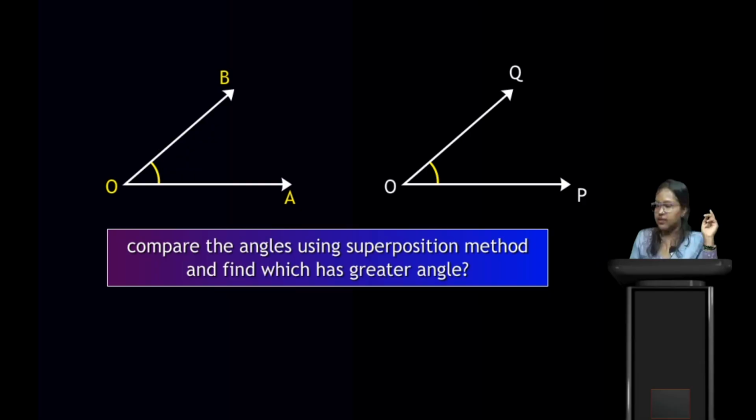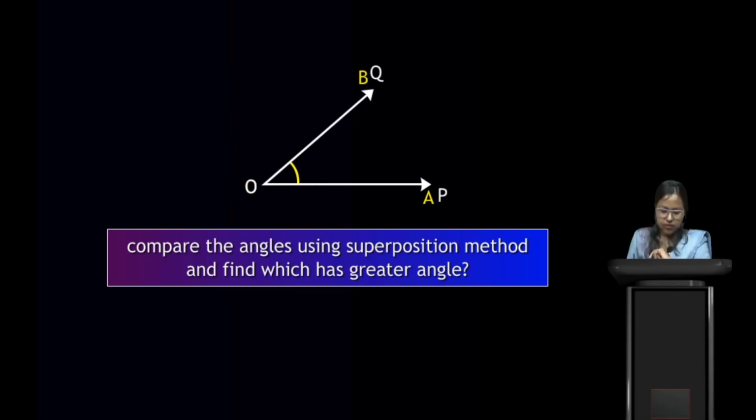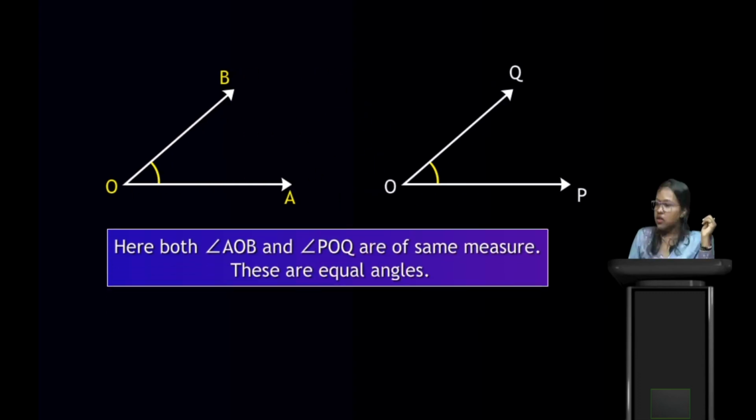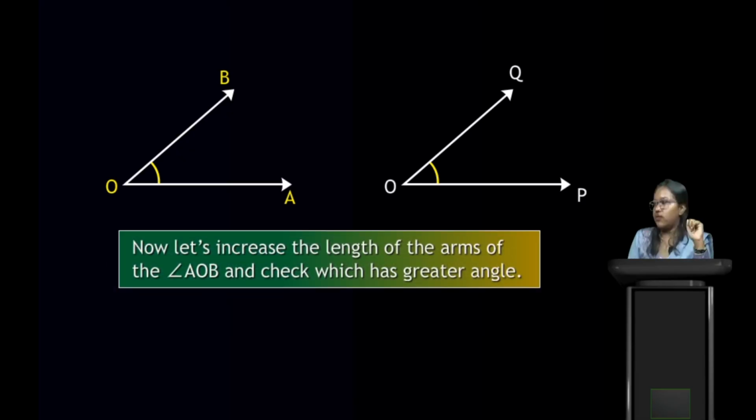Compare the angles using the superposition method and find which has the greater angle. So, can you tell the answer? Here you see, when you compare, you can see both of them coincide, right? So, when both of them coincide, that means what? Both are equal, right? Hence, both AOB and POQ are the same in measure because both of them coincide. Okay. So, AOB and POQ are of the same measure. These are equal angles.